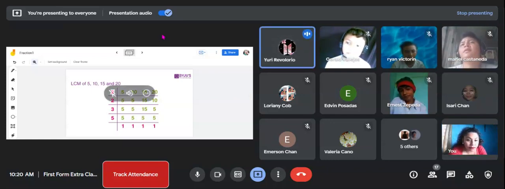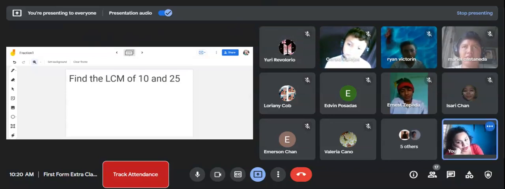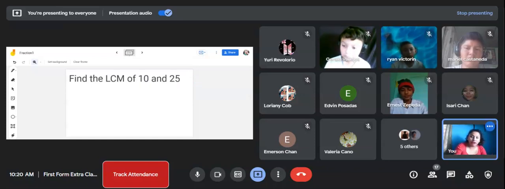Miss, LCM, when you don't get all of the numbers, you have to times. I'm going to show you guys how to do this one, and then I'm going to give you one, then we're going to go into the problems with fractions.